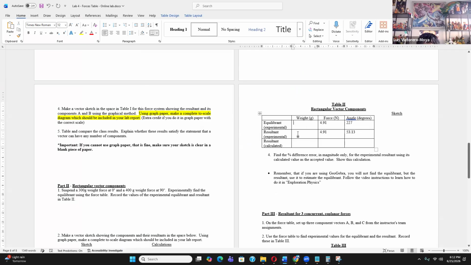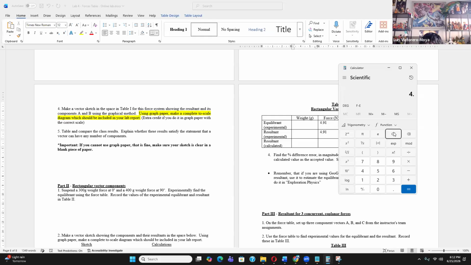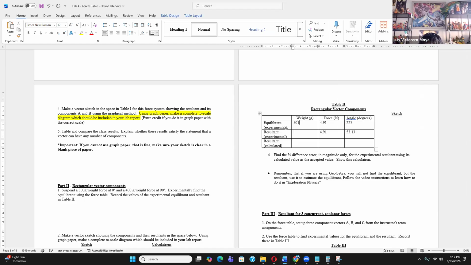And then the equilibrium weight is the same, right? We're going to just do 4.91 divided by 9.8 times 1,000. That's 501. To find the resultant, the theoretical, the calculated, you're going to use the same procedure.